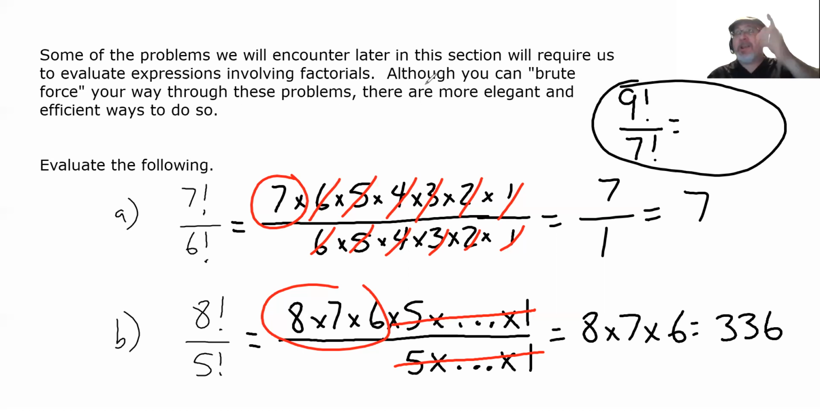Well, on the top would start 9, 8, and then everything 7 down would cancel, so that would leave 9 and 8. 9 times 8 is 72. Did you get it? Great. If you didn't, that's okay. You don't have to do them in your head, but I do like challenging you.